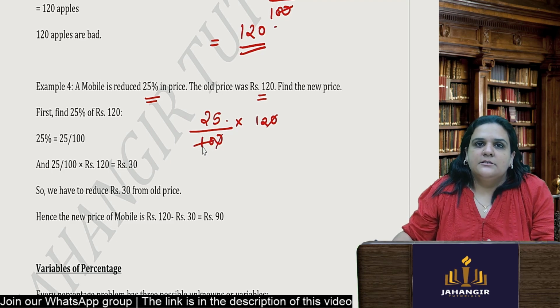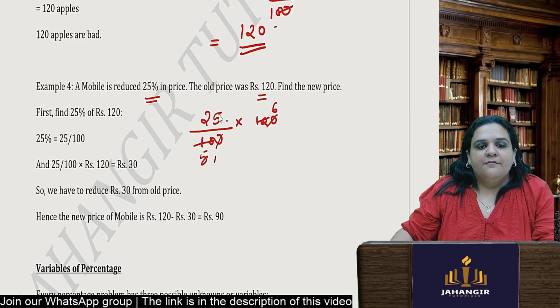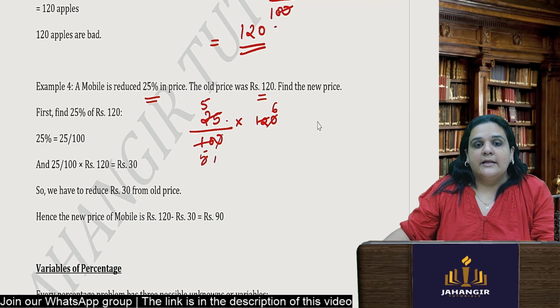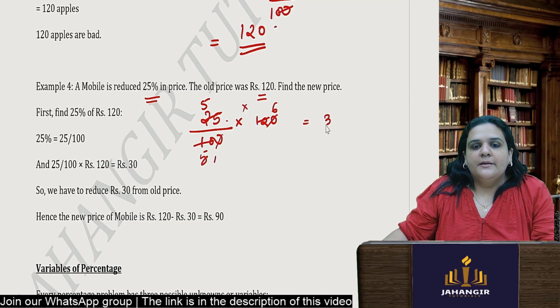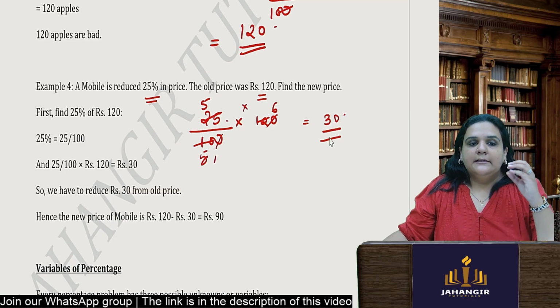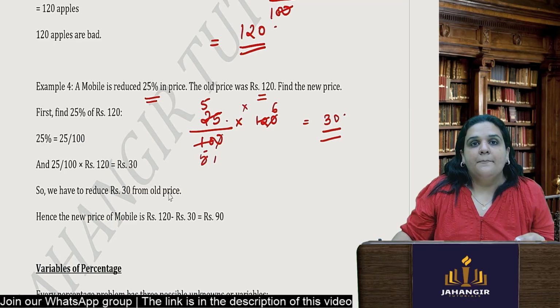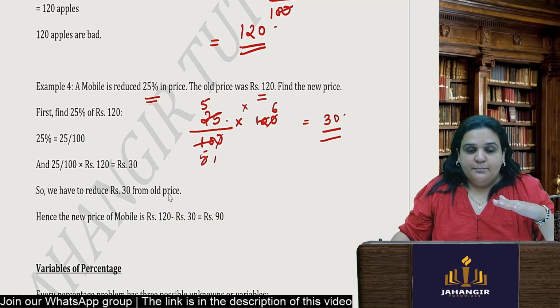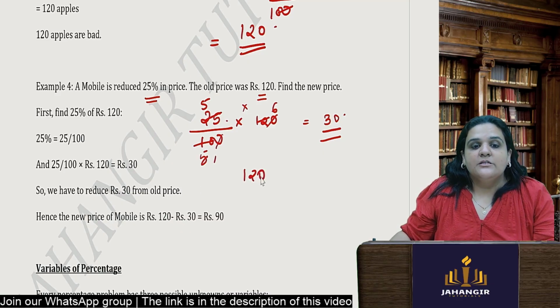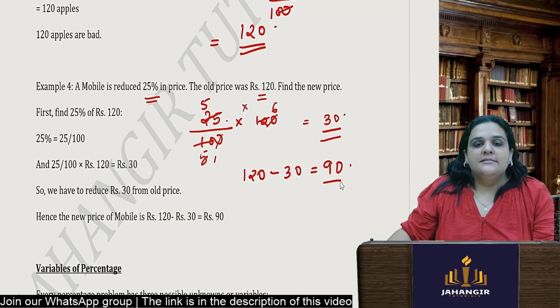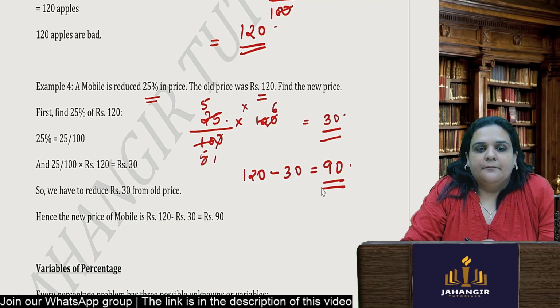You can just do it by the 2 times table: 2 fives are, 2 sixes are, 5 ones are, 5 fives are. Since you are not supposed to use a calculator, I am doing this for you too. So 5 into 6 is going to be 30. So by 30 rupees, we have to reduce the price from the base price. Our original price was 120, and I have to reduce it by 30. So the new price is now going to be 90.